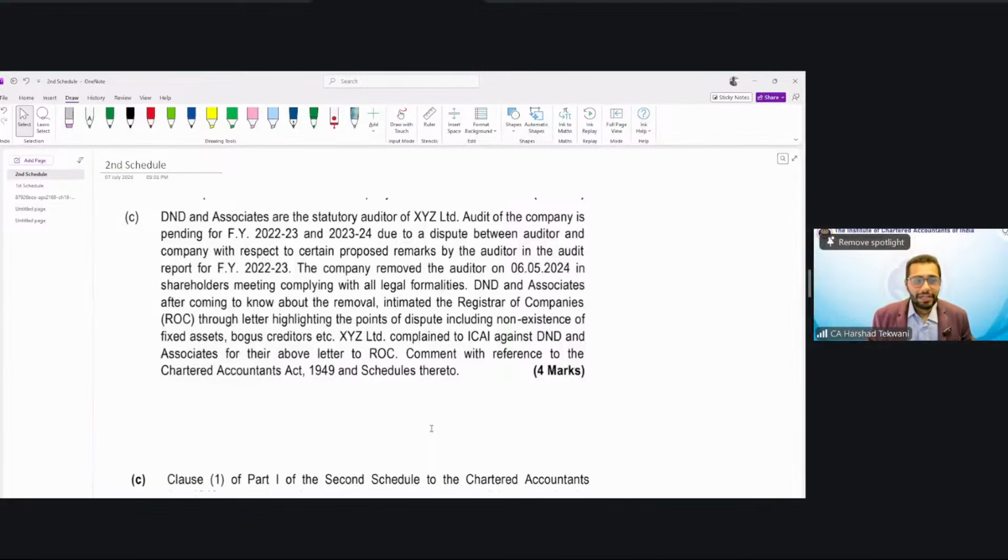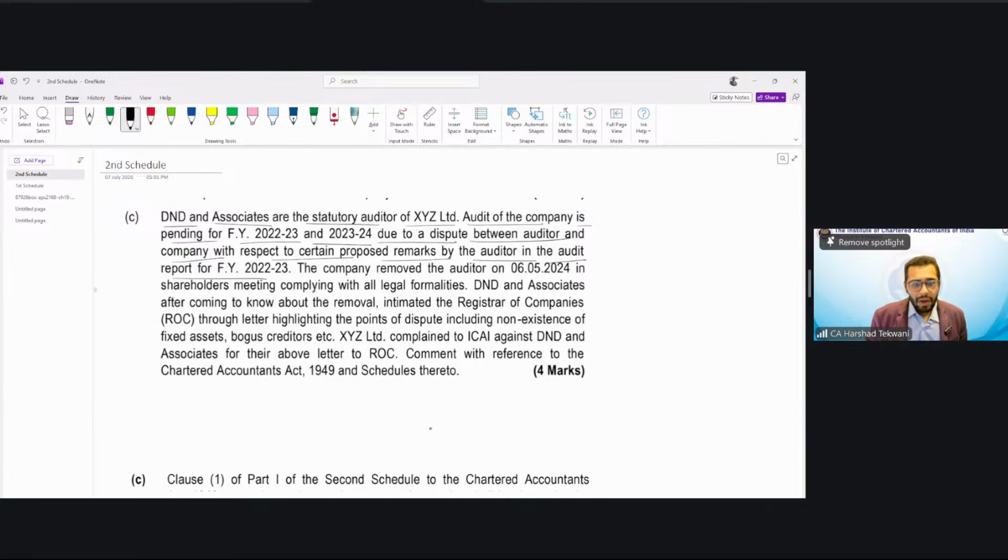The question is, DND and Associates are the statutory auditor for XYZ Limited. Audit of the company is pending for financial year 22-23 and 23-24, due to a dispute between the auditor and the company with respect to certain proposed remarks by the auditor in the audit report for the financial year 23. So basically, there was a dispute between the auditor and the company, and because of that, the audit of the company is pending.